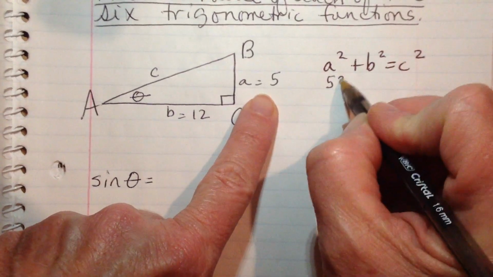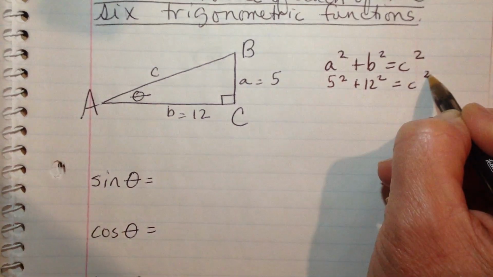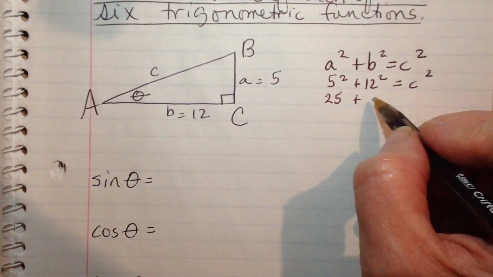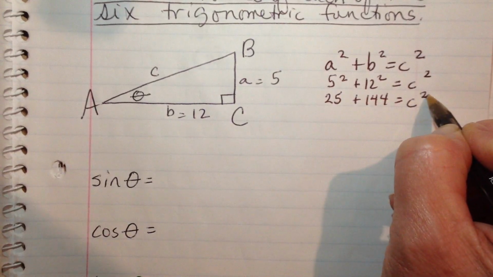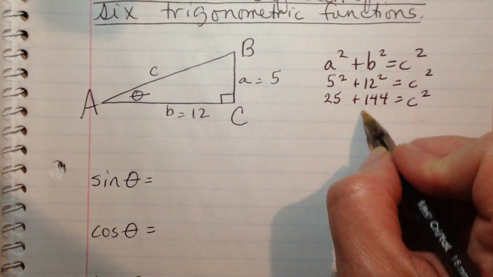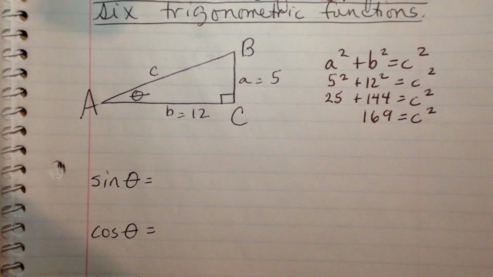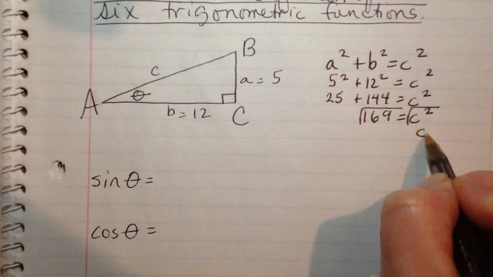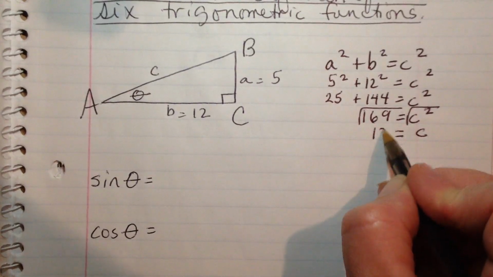A is 5 squared plus b is 12 squared equals c squared. 5 squared, 5 times 5 is 25, plus 12 squared, 12 times 12, 144, equals c squared. 25 plus 144 is 169 equals c squared. To go from c squared to c, you will take the square root of both sides. So when you take the square root of both sides, you get c equals, we normally get plus or minus the square root of 169, which is 13.